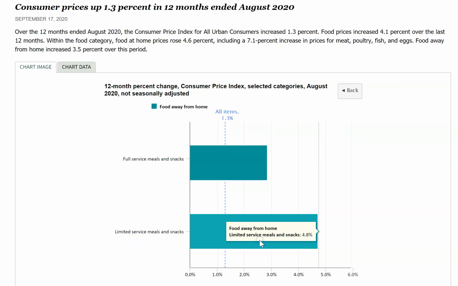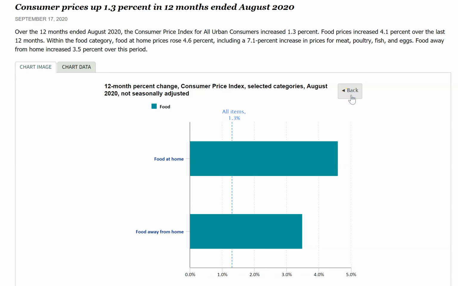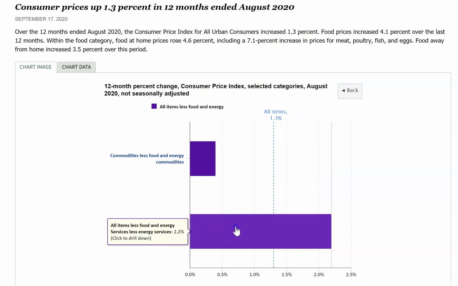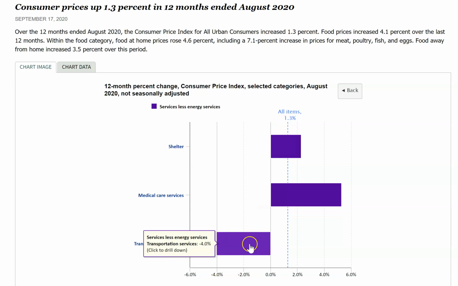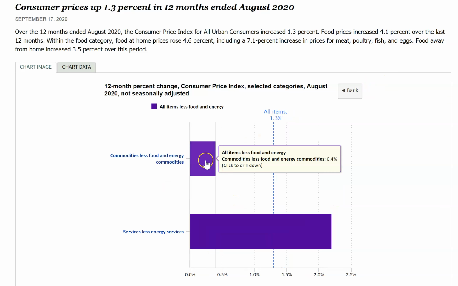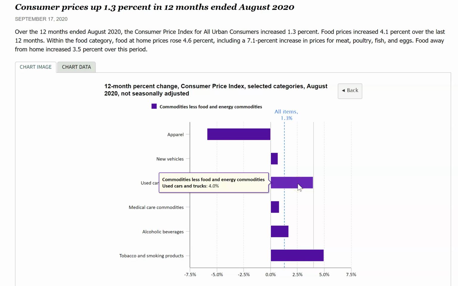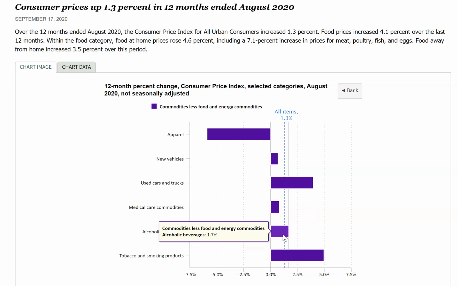Okay, food away from home. This is limited service meals and snacks and full service, so they're both up. Okay, but full service is up a little bit less. All right, and the last one, let's see what's in this other category: commodities, less energy, services, and then we can look at services. Shelter is up a little bit, medical care is up quite a bit, and transportation services are a little bit cheaper than they were before. And this commodities, what's in commodities? Clothing is cheaper, okay? I haven't really shopped for clothing recently, but you might have noticed a lot of discounts on clothing. But used cars are up quite a bit, and also tobacco is up as well. And alcohol is up tiny, but tobacco is up.